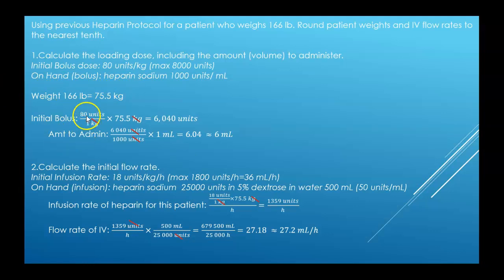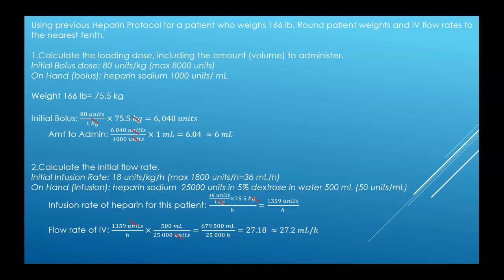So the initial bolus is 80 units per kilogram times our 75.5 kilograms, which gives us a total of 6,040 units. So in order to administer 6,040 units, that's your D. The H is 1,000 units. Your Q is 1 milliliter, D over H times Q. So we're going to administer 6.04, round that down to 6 milliliters.